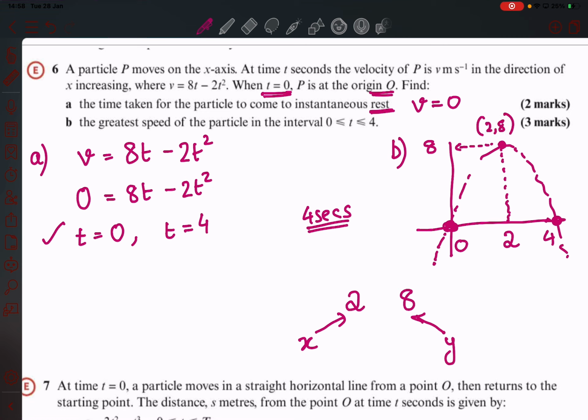So the maximum value happens when you're at 2 seconds. And the greatest speed that you have achieved is 8 meters per second. So the answer for part B would be 8 meters per second. Yes? But you know how it says minus 2t squared? So it'll be upside down, no? Yeah, it's upside down, because when you have a negative quadratic, that would be upside down. Or the sad face, if you think about it.